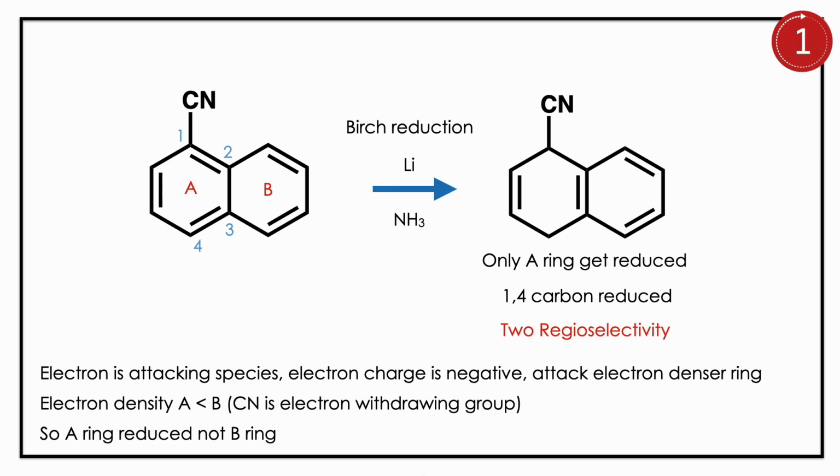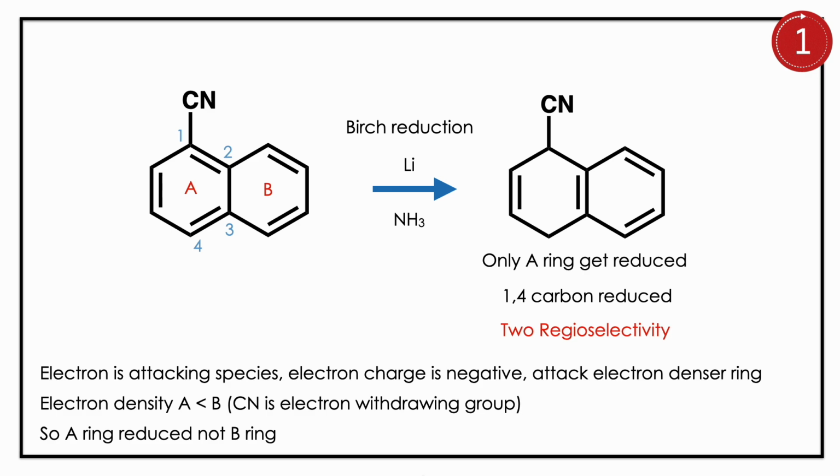Here I have given labeling only for identification. Here the attacking species is the electron. So the electron is negative in nature. Obviously it attacks the less electron dense ring, because both are opposite to each other. Here cyanide is the electron withdrawing group because of the sp carbon. So the electron density of the A ring will become less. So the A ring will be attacked first. So the reduction happens at the A ring.